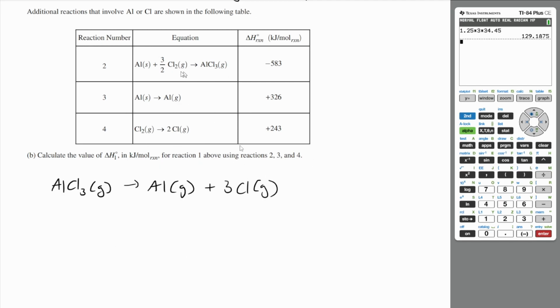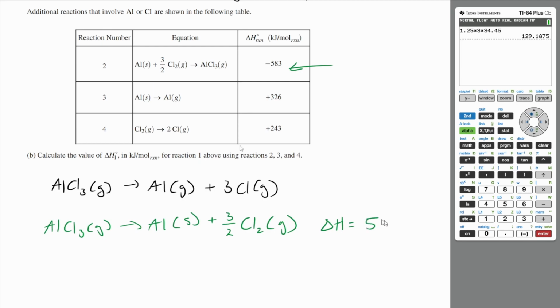Well, the first thing that we can see is that the only reaction that has aluminum chloride is going to be reaction 2. But reaction 2 has aluminum chloride on the product side, but we know that we need aluminum chloride on the reactant side. So we're going to need this reaction, but the inverse of it. So let's take the inverse to form aluminum solid plus 3/2 chlorine gas molecules. And so the enthalpy of this is just going to be the negative of what we're given, because remember we flipped this reaction. So it's going to be 583 kilojoules per mole.